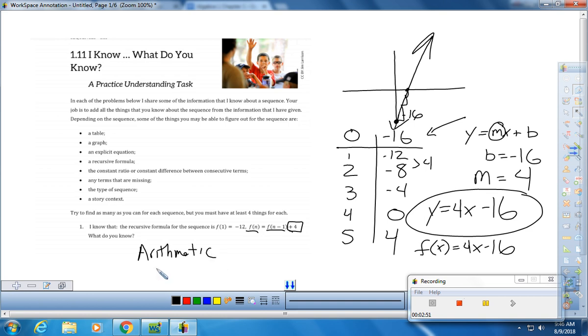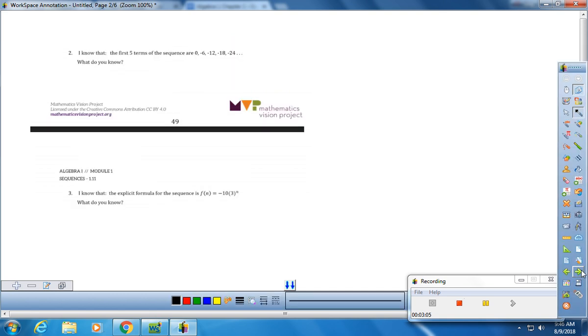The common difference is the slope, and that's positive 4, and that's a lot, so that's basically, we're going to do some version of that for all of these.